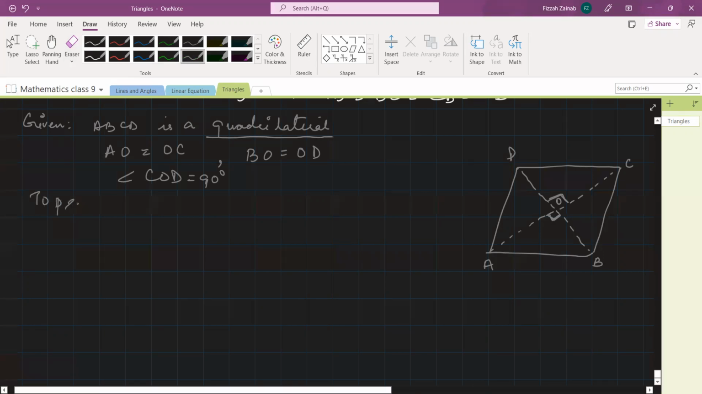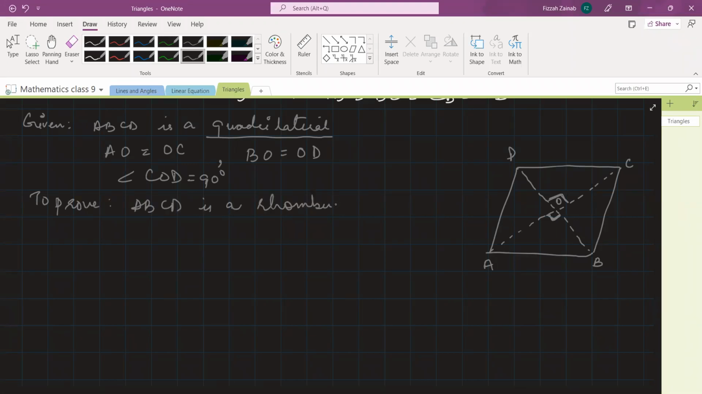Okay, to prove that ABCD is a rhombus, right? Now proof. Okay, now we take two triangles. Which one? I take this AOB, right? And I take AOD. I mean this one and this one. Is that clear?